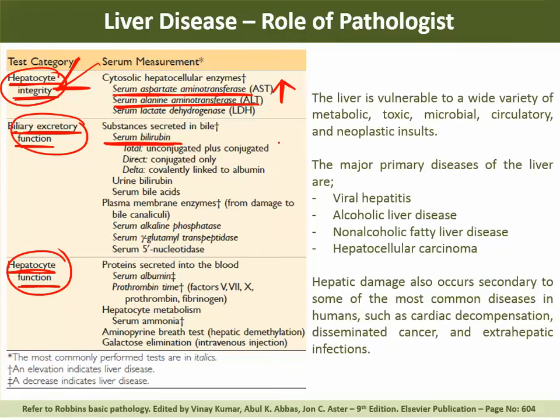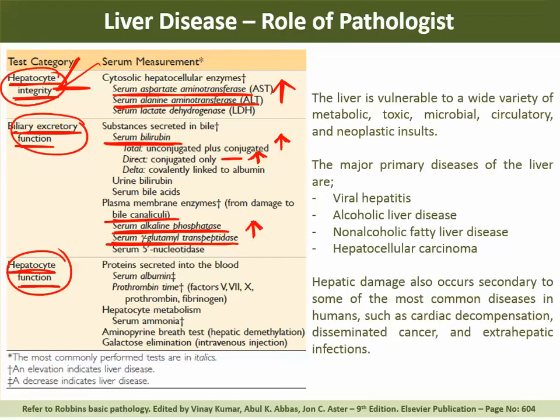And if there is an increase in serum bilirubin, there is some problem in bile excretion. If unconjugated bilirubin is increased, there is some problem in the prehepatic or hepatic cause. If only conjugated bilirubin is increasing, it is a problem in the post-hepatic area. Now, if the bile canaliculi are affected, then the enzymes serum alkaline phosphatase and gamma glutamyl transpeptidase are increased. These 2 will be increased.